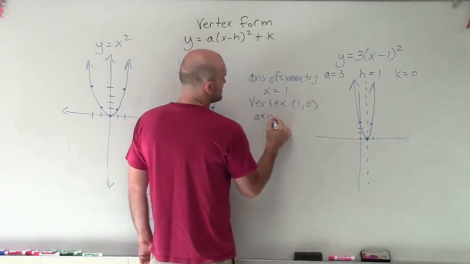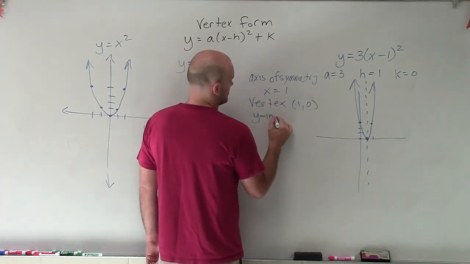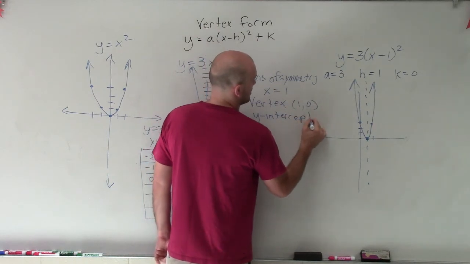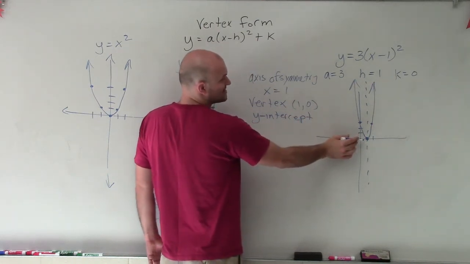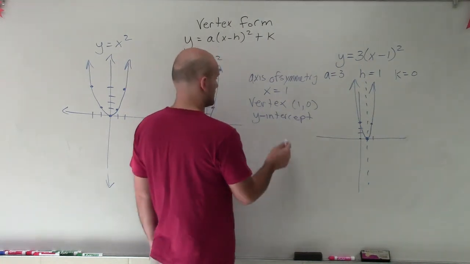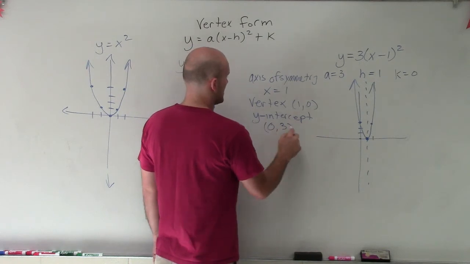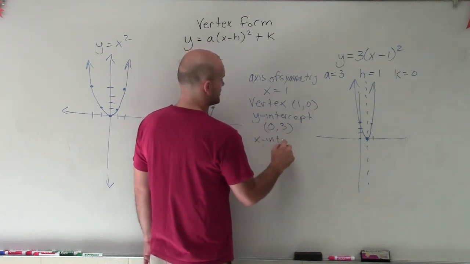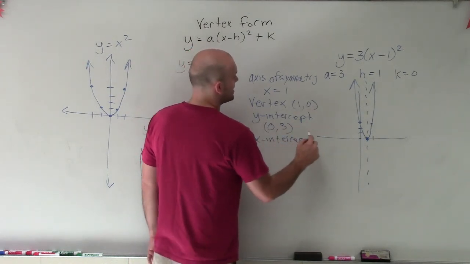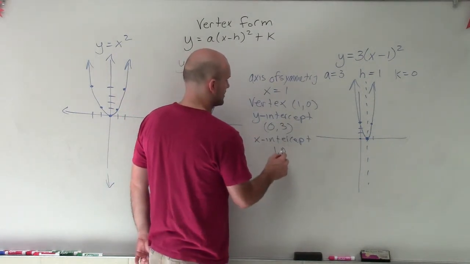My y-intercept, well, we can see my y-intercept is now at 0, 3. And my x-intercept is where the graph crosses the x-axis. And we can see it doesn't cross it, but it actually touches it at the vertex, which is 1, 0.